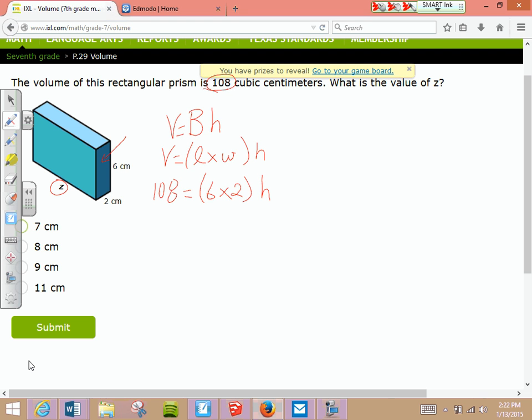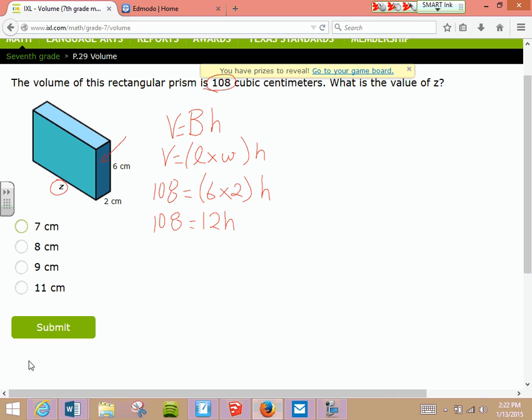Can we multiply that? What is it? 12h, right? Does that look familiar? What can you do? You could plug in the answers, yes, but sometimes they're crazy. So we divide by 12, right? To isolate the h. H, you get 9. There you go. That means h is 9, or z is 9. At the end, yes. Okay, yeah. But not in the formula.